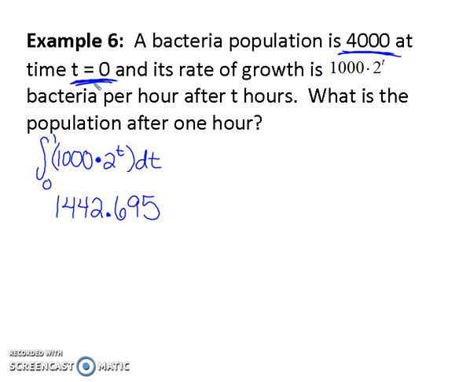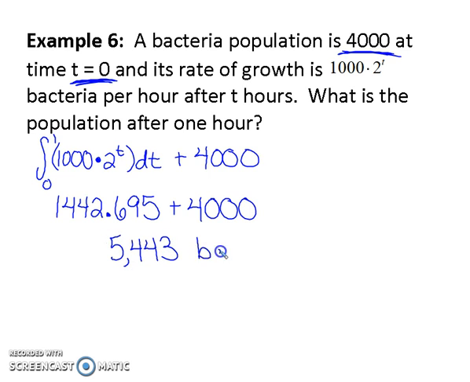So I actually would take this integral amount and I would add the initial population of 4,000 onto it. So that would give me a total of 5,000. We'll go ahead and round it to the nearest bacteria. So 5,443 bacteria in the population there.